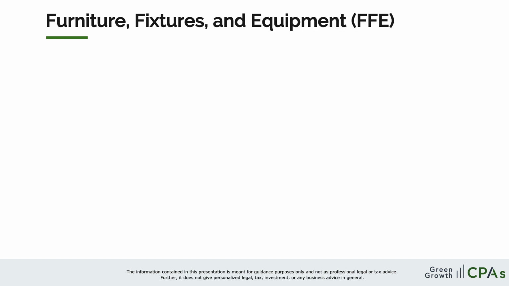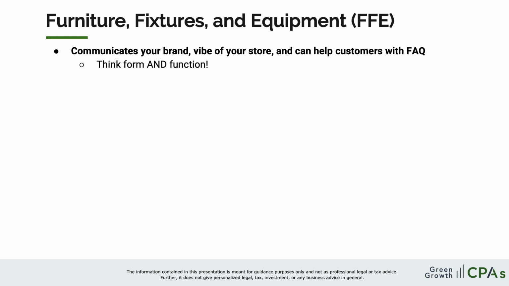Now, next is furniture, fixtures, and equipment, or FFE for short. Furniture, fixtures, and equipment may seem like a secondary thought and that you should minimize this cost as much as possible. I understand cannabis businesses, starting them and running them is quite expensive, but cannabis dispensaries can benefit from investing in their FFE to capitalize on branding and improve their shopper experience. Now, your FFE communicates your brand, the vibe of your store, whether it's premium or budget, and can help customers get answers to their frequently asked questions.